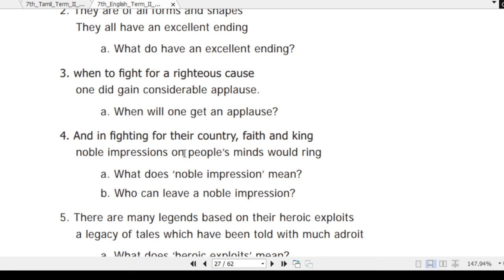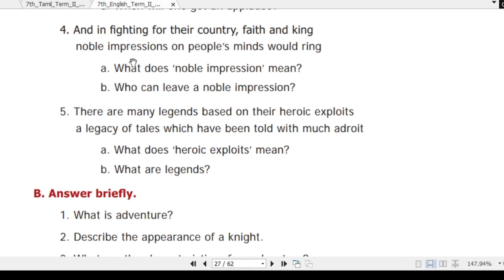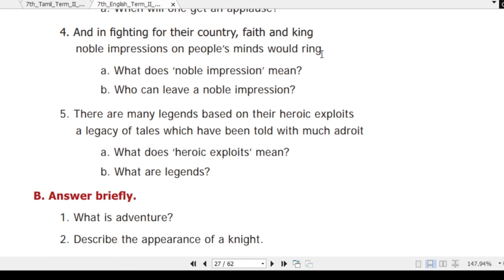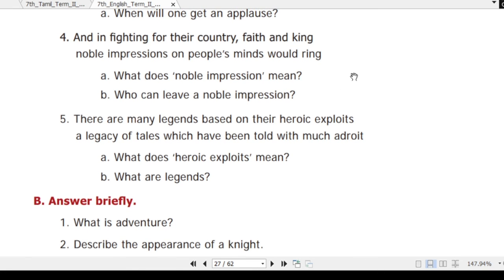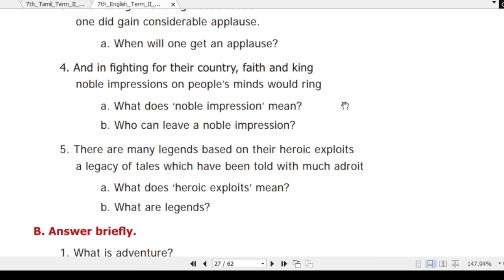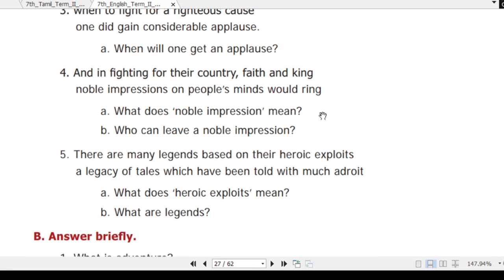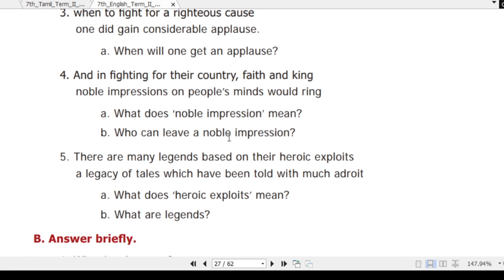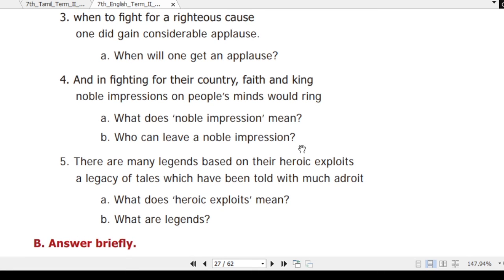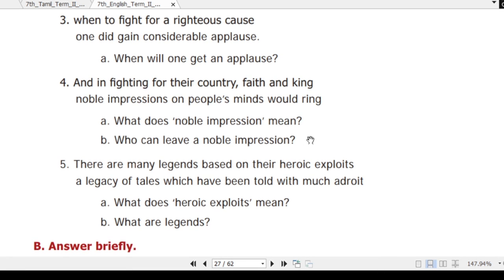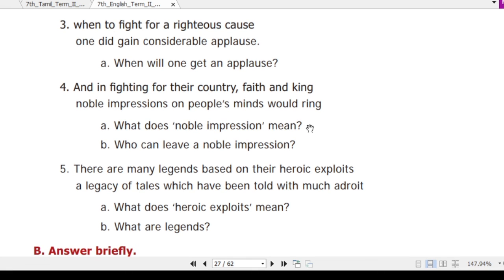Then, and in fighting for the country, faith and king, noble impressions on people's mind would ring. What does noble impression mean? What people think about us. Faith on the king. Who can leave a noble impression? People who can leave noble impression. The king can leave noble impression.